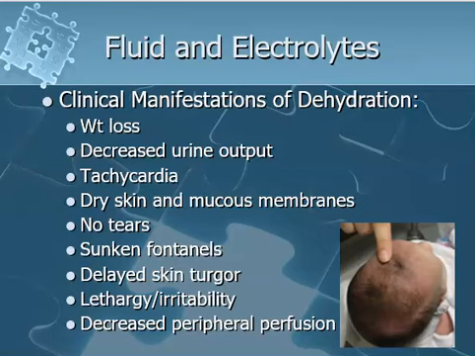Other signs are delayed skin turgor, lethargy, irritability, and decreased peripheral perfusion. We're going to see oliguria. Remember, that is a decrease in urinary output. For infants, oliguria is less than 1 milliliter per kilogram per hour. For children, it is less than 0.5 milliliters per kilogram per hour. I'm going to ask you when we are in class, why do you think the numbers are different here? And we're going to talk about that.